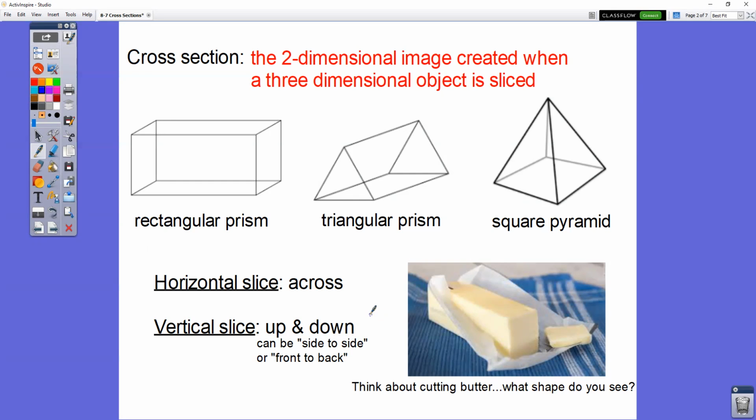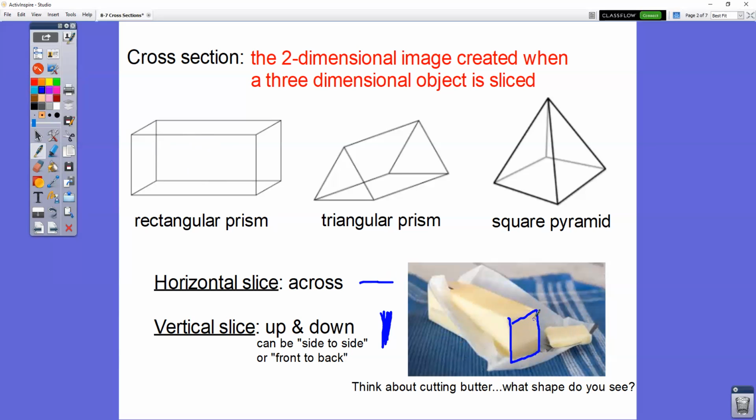It can go up and down like this, or it can go up and down like this. It's hard to explain in 2D, but horizontal goes across. What you need to think about is slicing or cutting butter. If we have a stick of butter like this, that is a rectangular prism. It looks just like that. Let's think about taking a slice or a pad of butter. That's what they call this piece that you cut off, a pad of butter.